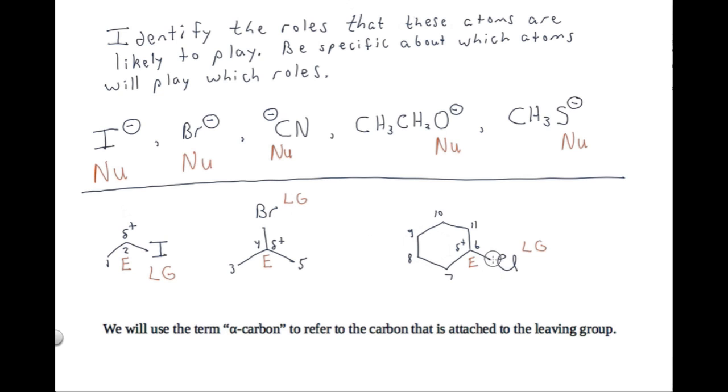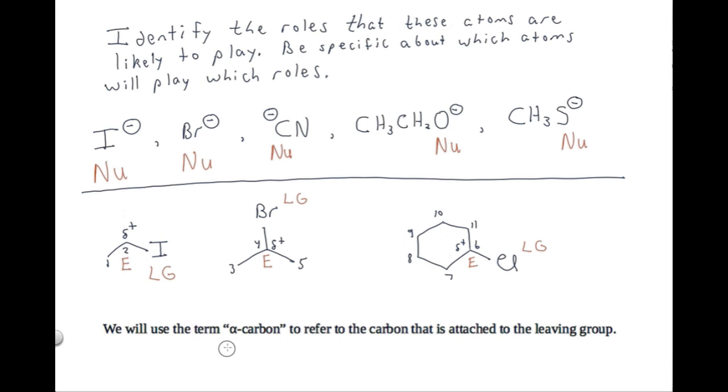Now let's introduce another important term that we need to understand for understanding SN2 reactions. We're going to be using the term alpha carbon. And in these videos, we're going to use the term alpha carbon to refer just to the carbon that is attached to the leaving group. The alpha carbon is the carbon that's attached to the leaving group. That's just going to be a useful term for us in learning about SN2 reactions.